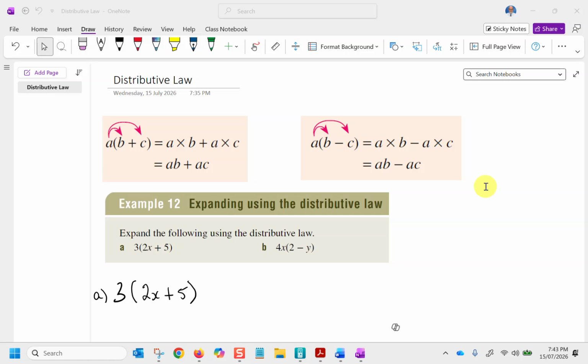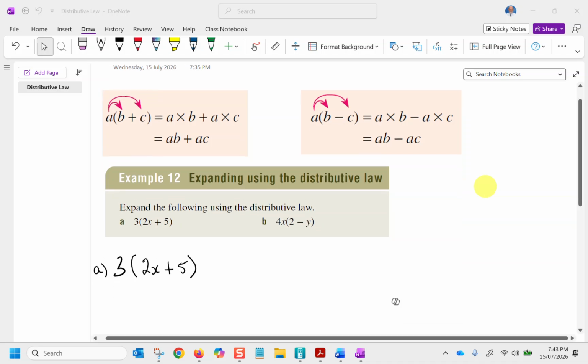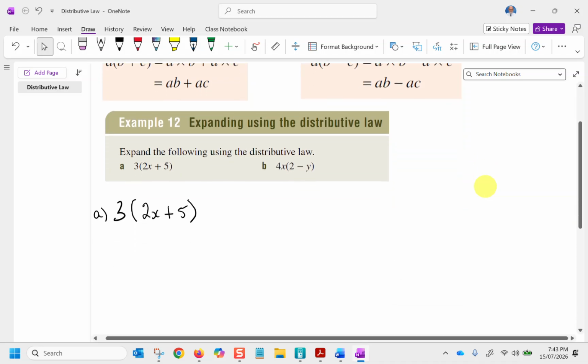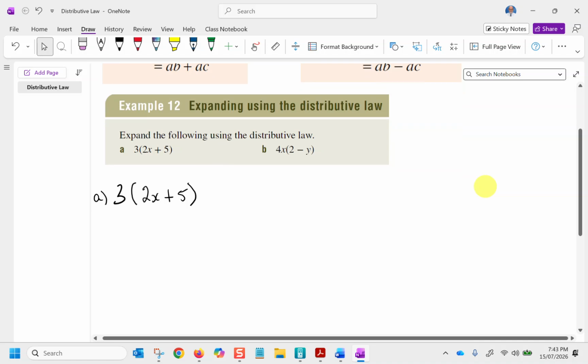Hello everyone. Today's lesson is about the distributive law. This is where we use multiplication to expand brackets. So we'll start here with example number 12. We have 3 multiplied by 2x plus 5 in brackets.